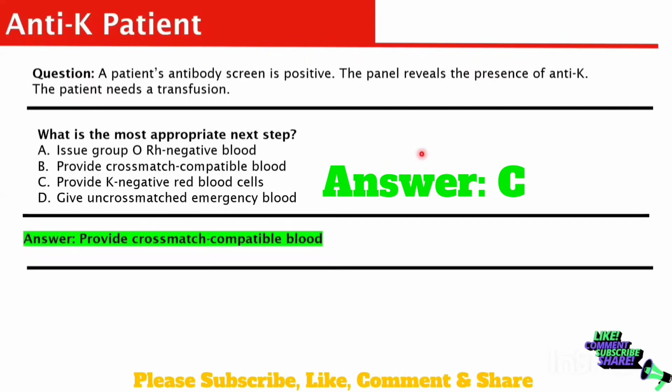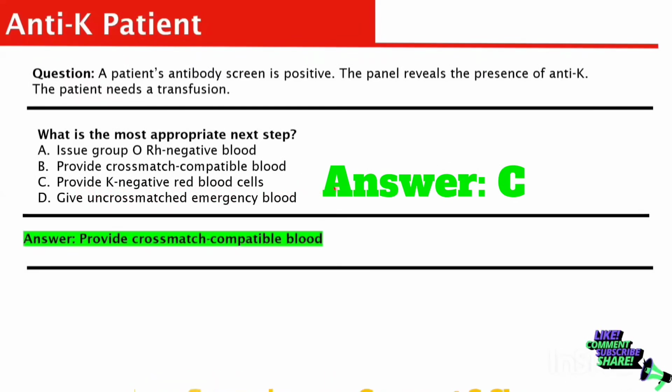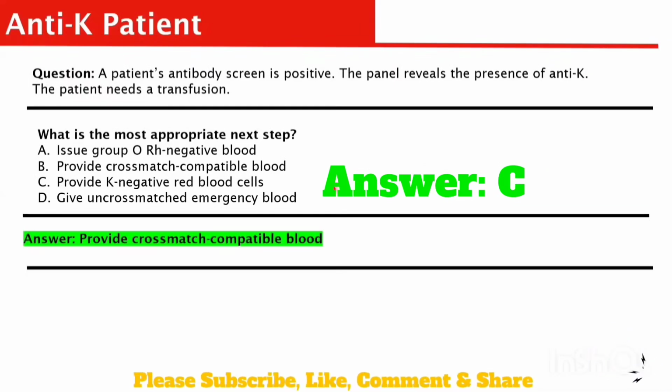You can only issue the blood if it is compatible, okay? That means if there's no reaction. So you are going to provide K-negative red blood cells and then you cross-match it. That is the answer. Because if somebody develops an antibody, it means the person does not have the antigen. Therefore, when you want to give blood, because the person doesn't have the antigen, you make sure that the red blood cell you're going to give the person does not have the antigen of that antibody the person developed.